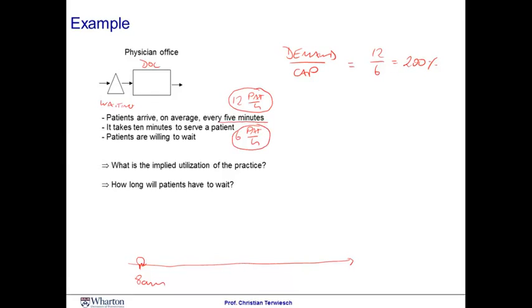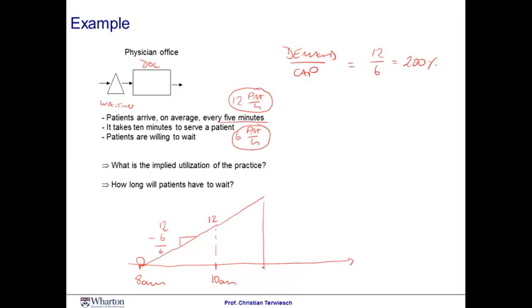What happens is we have an accumulation of waiting patients. Inventory. How quickly does this accumulation occur? Well, we have 12 patients come in, we have 6 patients get served, so every hour we're accumulating 6 patients in the waiting room. For example, at 10 a.m. I have 12 patients in the waiting room.